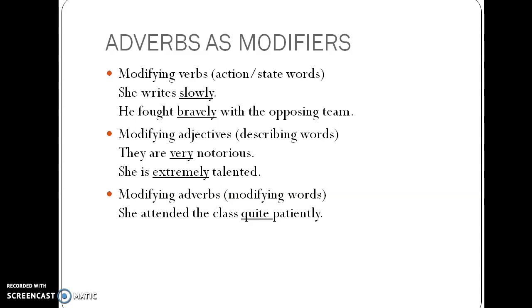Like I told you before, adverbs tell us more, or they modify, verbs. First of all, let's see how they modify verbs. What are verbs? Verbs are action words. Verbs are state words. So, she writes slowly. Here, what is the verb? Which is the action word here? Writes. And how does she write? Slowly. Slowly is an adverb. Here, it is modifying the verb writes.